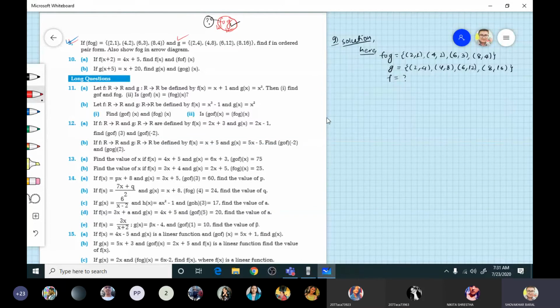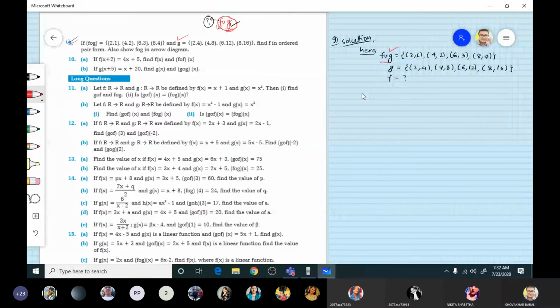In such questions, if the ordered pairs are given, always prefer to do it by drawing the arrow diagram. In fact, we can solve it in another way also, without drawing the arrow diagram, but let's prefer solving this way. In f composite g, what is the first function? g is the first function. So draw the mapping diagram for the function g.